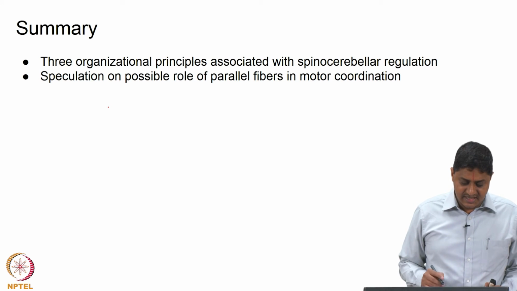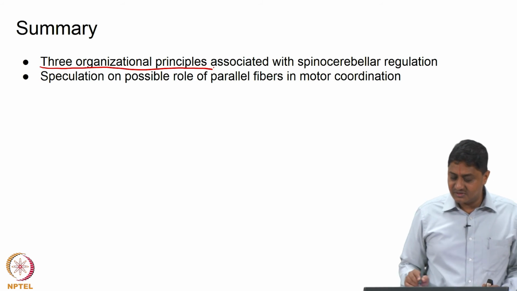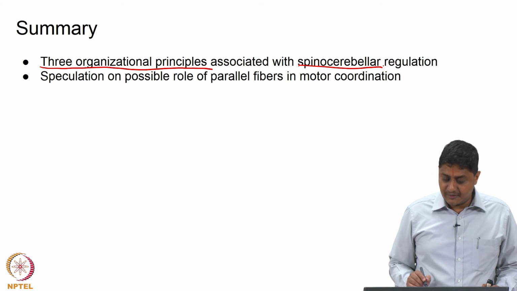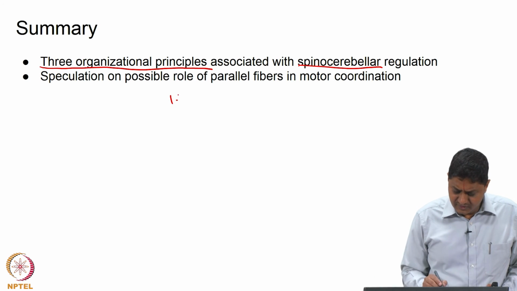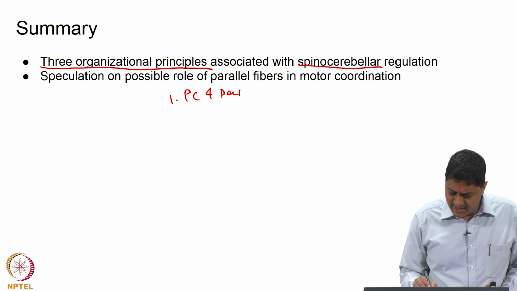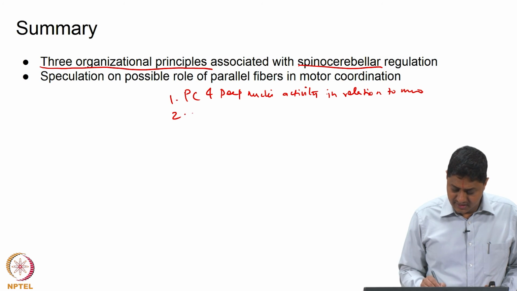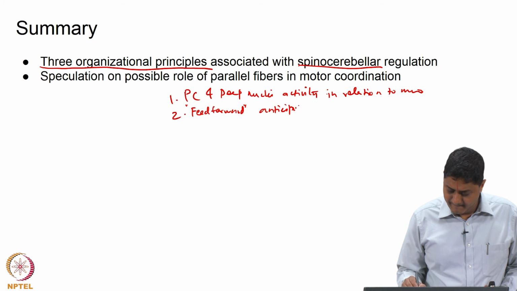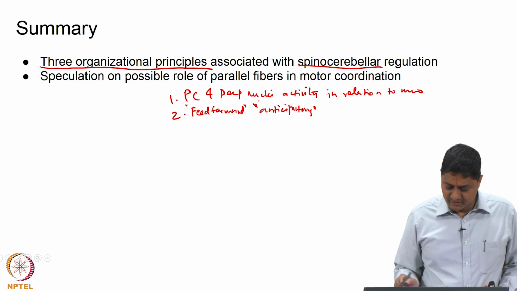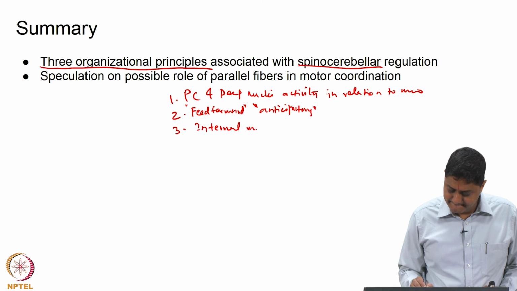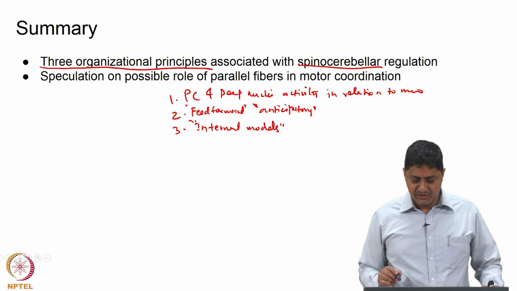So, what we have seen in today's class is that there are 3 organizational principles associated with the regulation of movements by the spinocerebellum. What are these? There is Purkinje cell and deep nuclei activity in relation to movement, and there is anticipatory or feed forward activity in the cerebellum, and then, more controversially, there are the so-called internal models that are believed to encode the dynamics of movements.